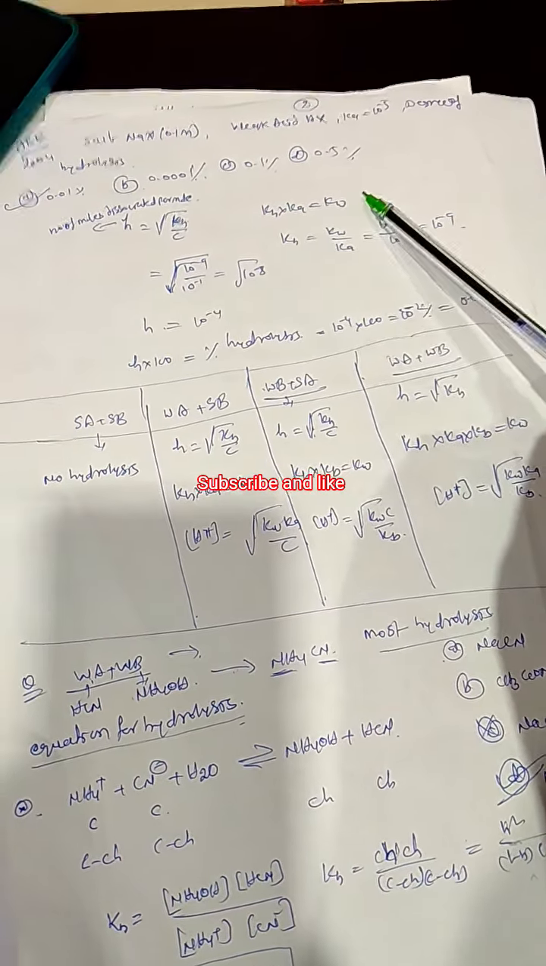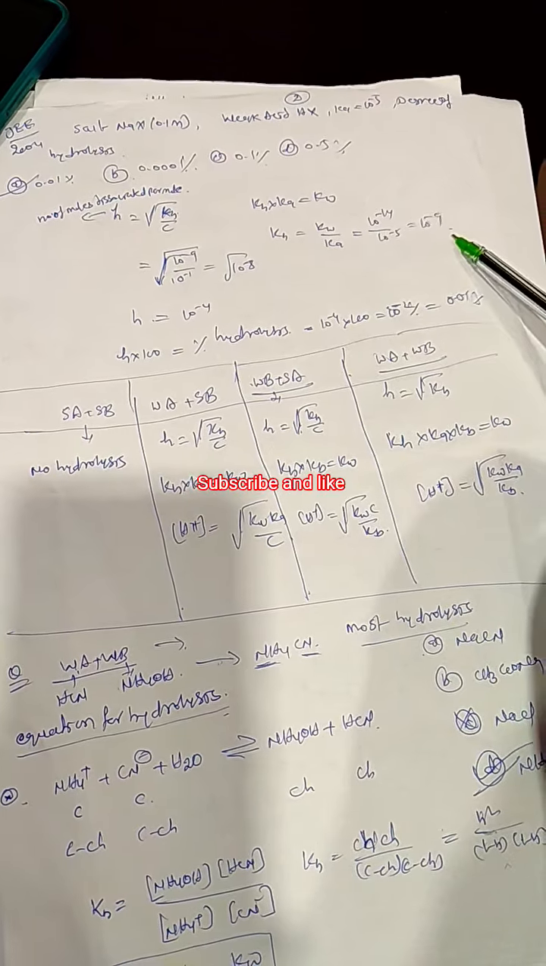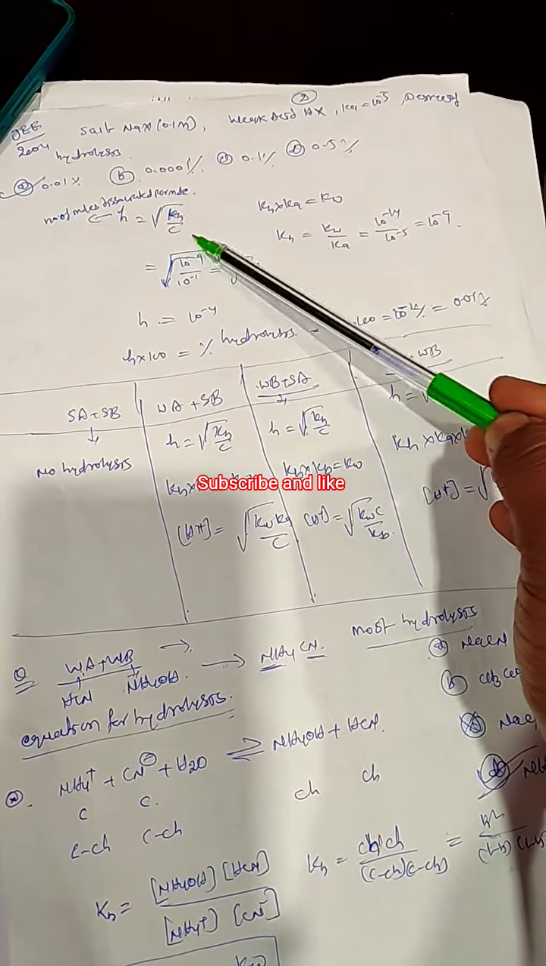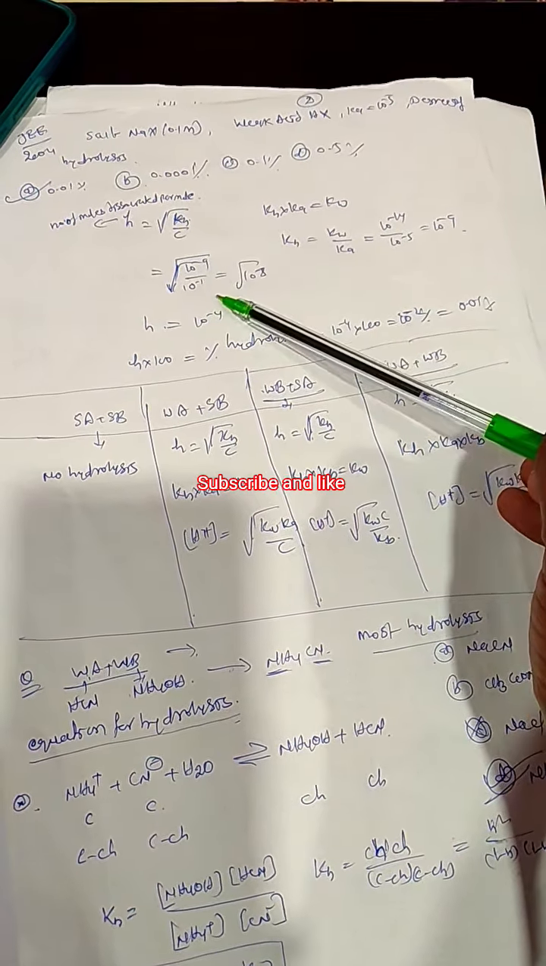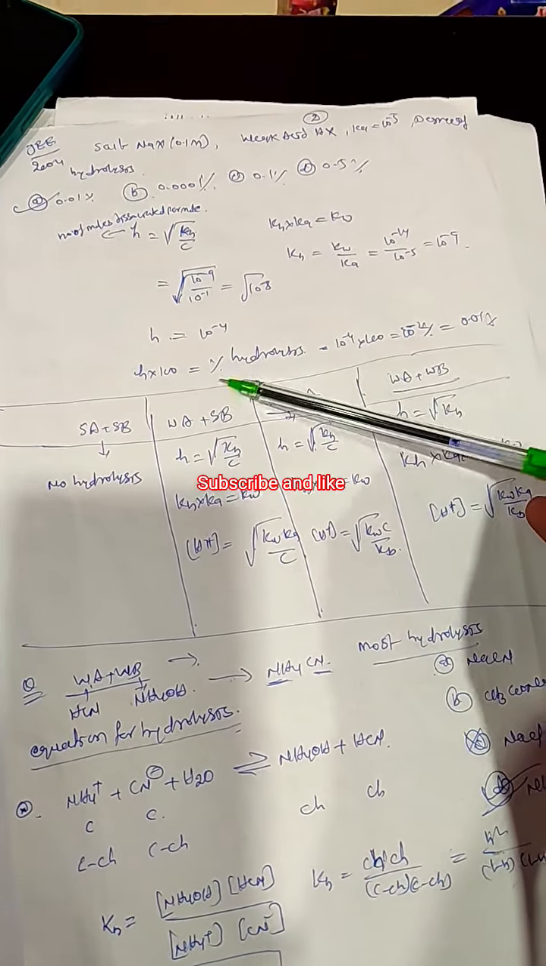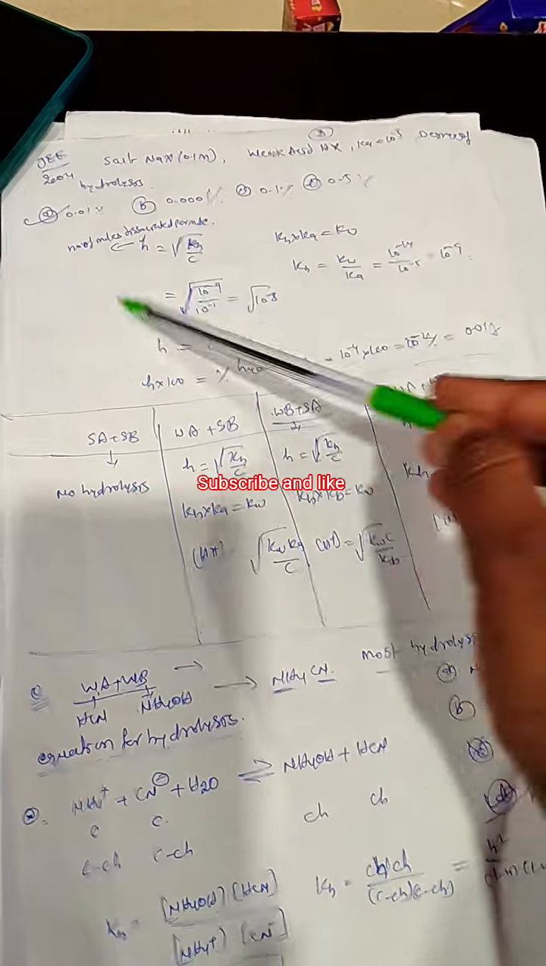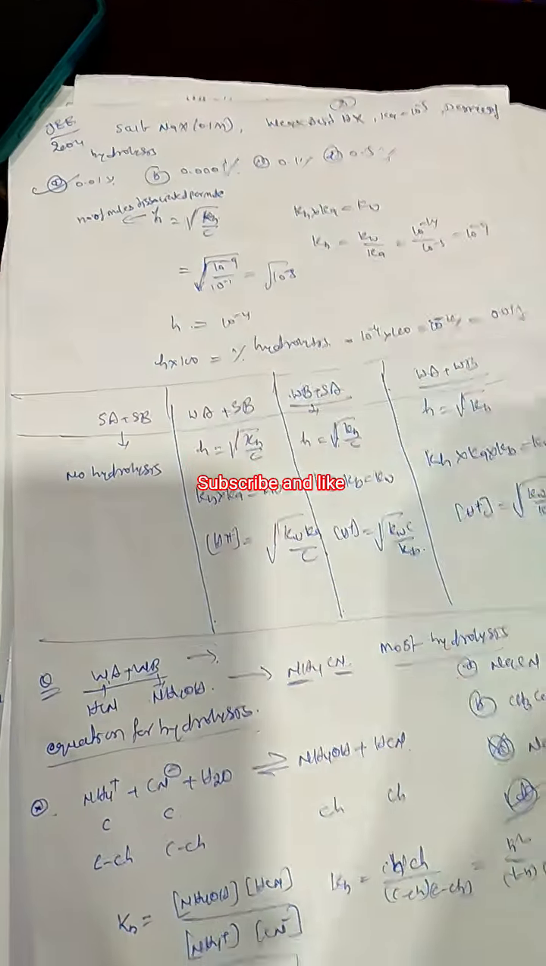Kh into Ka is equal to Kw, so Kh is equal to Kw by Ka, which is 10 power minus 14 by 10 power minus 5, that is 10 power minus 9. Square root of Kh by C: Kh is 10 power minus 9, C is 10 power minus 1, so h is 10 power minus 4. For percentage, we multiply with 100, then we get the percentage of hydrolysis as 0.01. So option A is the correct one.